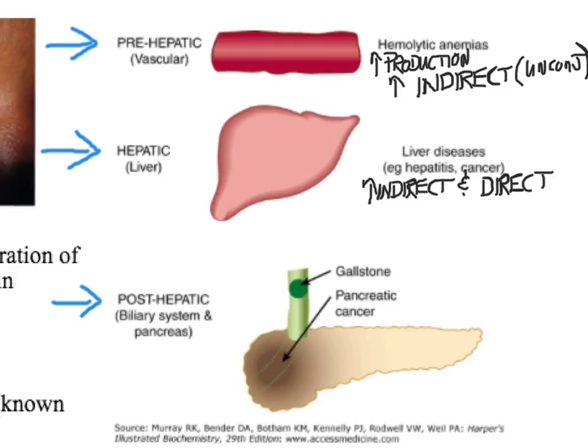Posthepatic jaundice results from pathologies that occur within the biliary system or the pancreas. Cholestasis refers to an impaired flow of bile, and it can result either from a gallstone, often in the common bile duct, or can be due to a blockage caused by pancreatic cancer.